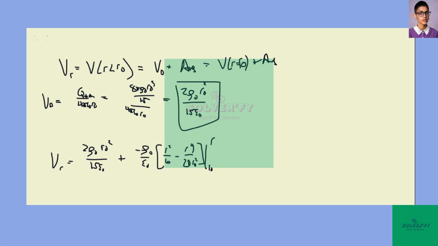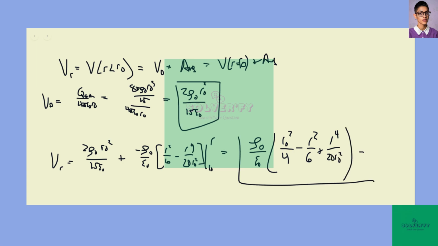So now we can just plug this in. Let's pull out our rho naught over epsilon naught. We should see we're left with r naught squared over 4 minus r squared over 6 plus r to the 4th over 20 r naught squared. And this equals V of r for r less than r naught. Finally, we got there. Lots of integrals, but we made it.